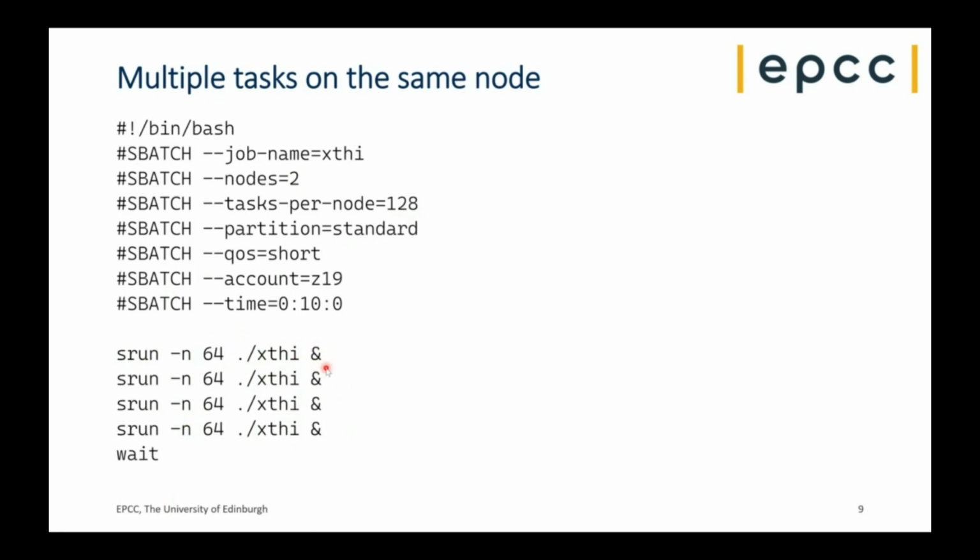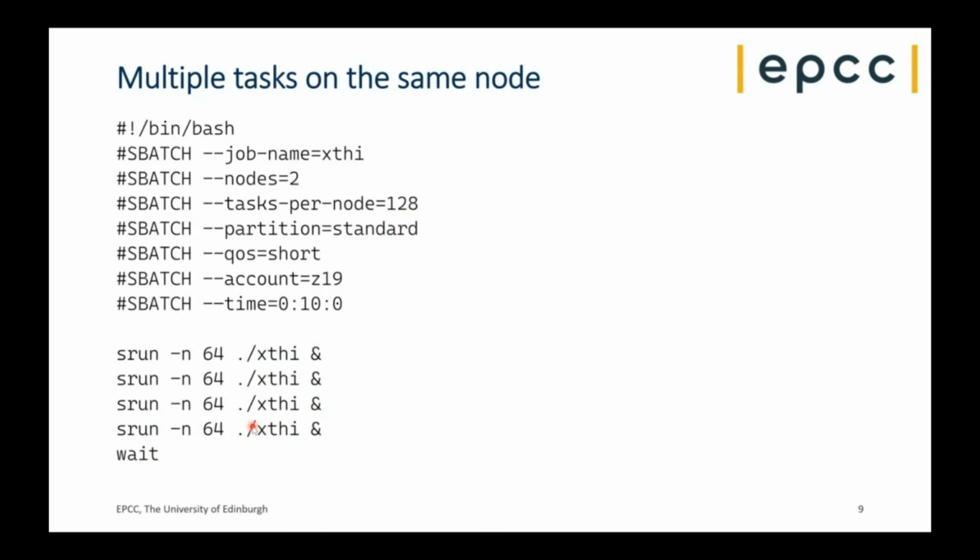You have to put the ampersand sign at the end here, and you have to put a wait at the end. And this is important, because if you don't put this wait here, if any one of these jobs finishes before the rest, it will cancel all the others, because it will automatically finish and the whole thing will shut down. So that's quite an important thing to do. But it is possible to run multiple tasks on the same node.